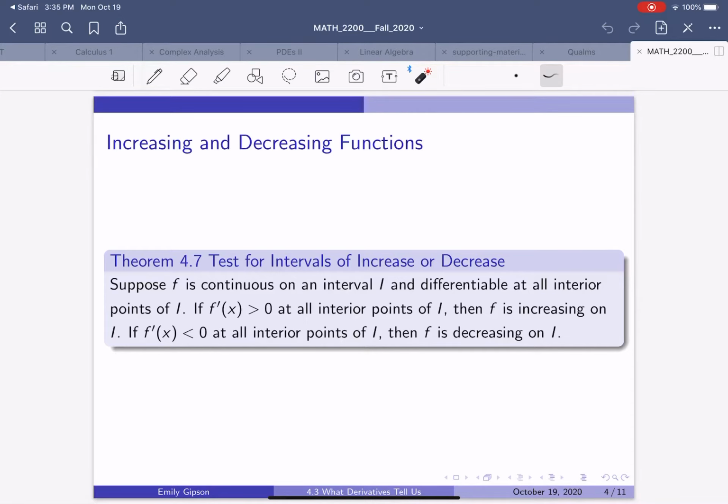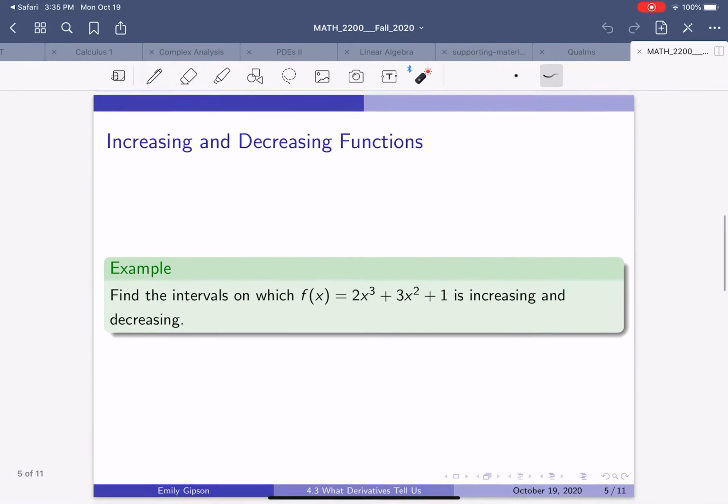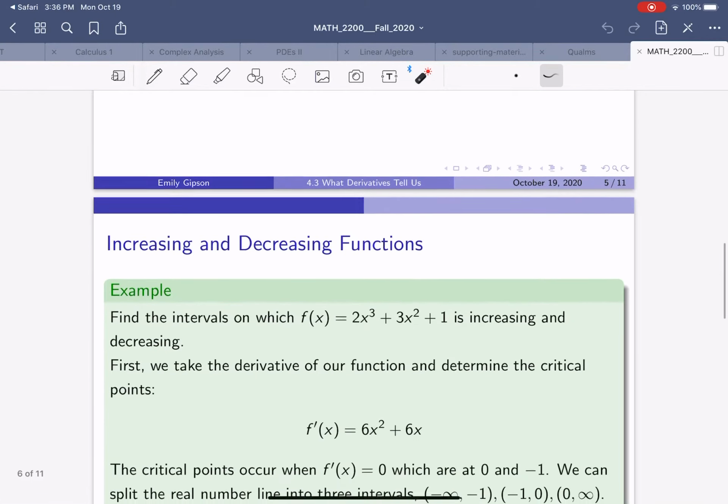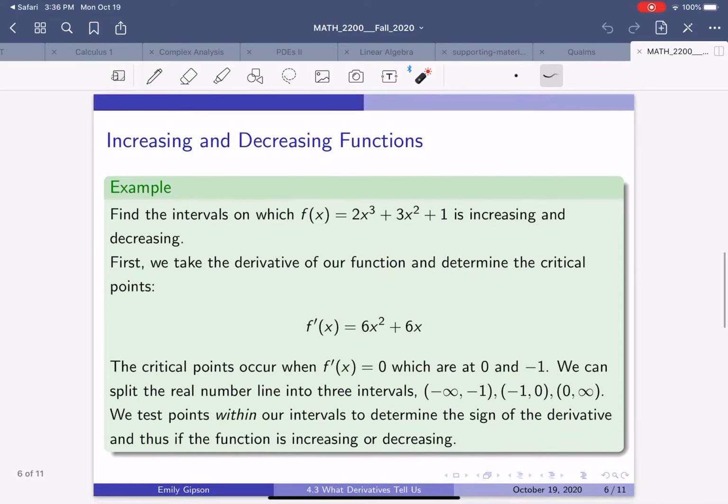So how do we use this to our advantage? Well, we start with an example. Find the intervals on which f of x equals 2x cubed plus 3x squared plus 1 is increasing and decreasing. So our first step is we need to divide the real number line into some intervals. So first we take the derivative of our function and determine the critical points. And the critical points occur when f prime of x equals 0, and that happens at x equals 0 and x equals -1. So now we split the real number line into 3 intervals, from negative infinity to -1, from -1 to 0, and from 0 to positive infinity.